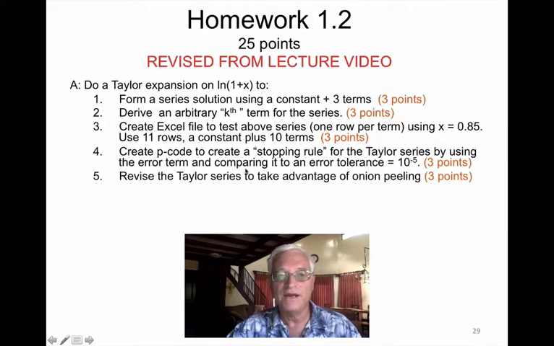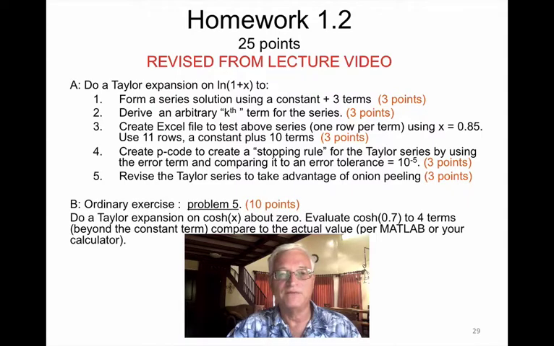For the fifth item, I'd like you to take the polynomial associated with that finite Taylor series that you've been developing and take advantage of onion peeling. On this onion peeling, we're going to do it just the same way as we did it in section 1.1, and I'll give you a few more hints on that later.